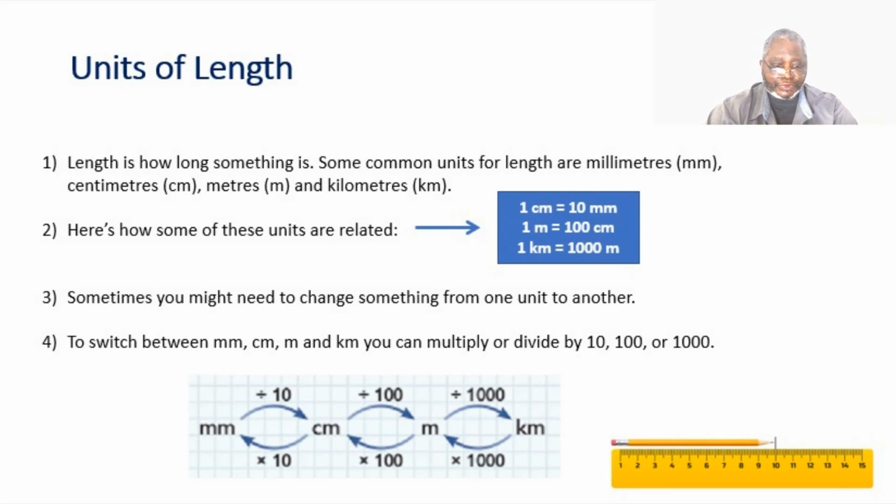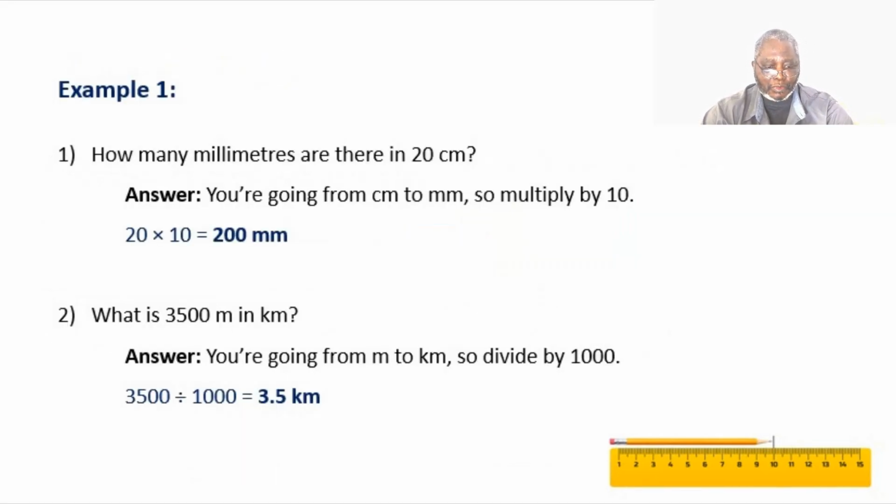Let's look at some examples. Example 1. How many millimeters are there in 20 centimeters? Answer, you're going from centimeters to millimeters. So what do you do? You multiply by 10, because 10 millimeters is equal to 1 centimeter. So you multiply 20 centimeters by 10, which is equal to 200 millimeters. That is simply splitting the centimeters into millimeters.